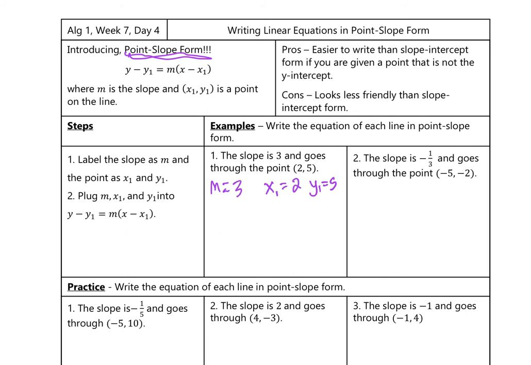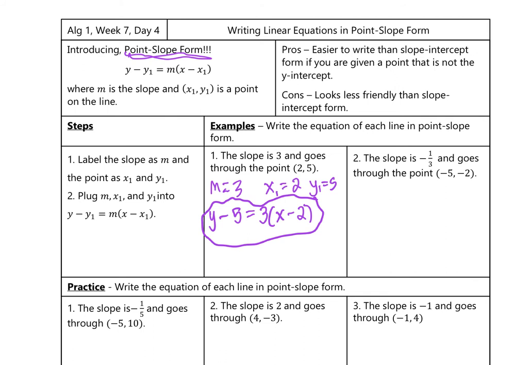So here's how that works. We do y minus y1, which is 5. So y minus 5 is on the left. And then we put m, then we open up parentheses, and we put x minus x1, so x minus 2. That is the answer to this equation.